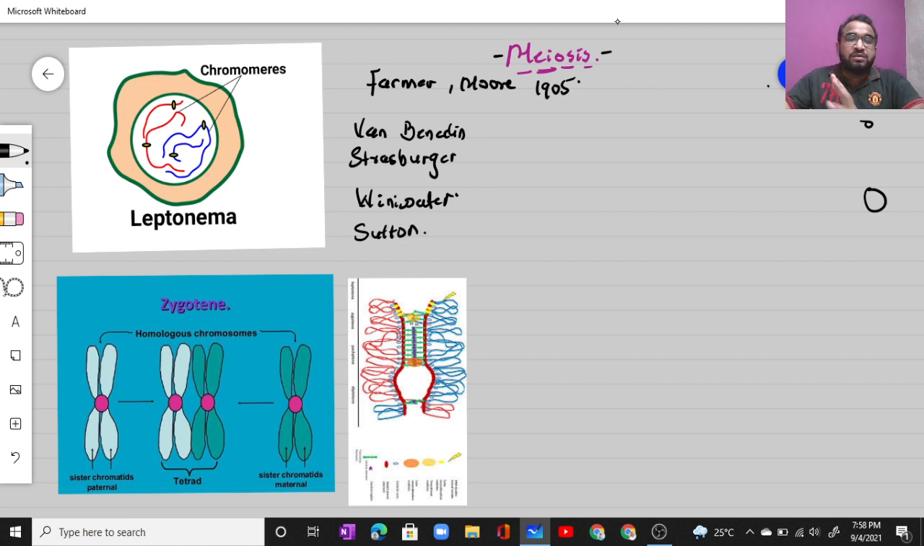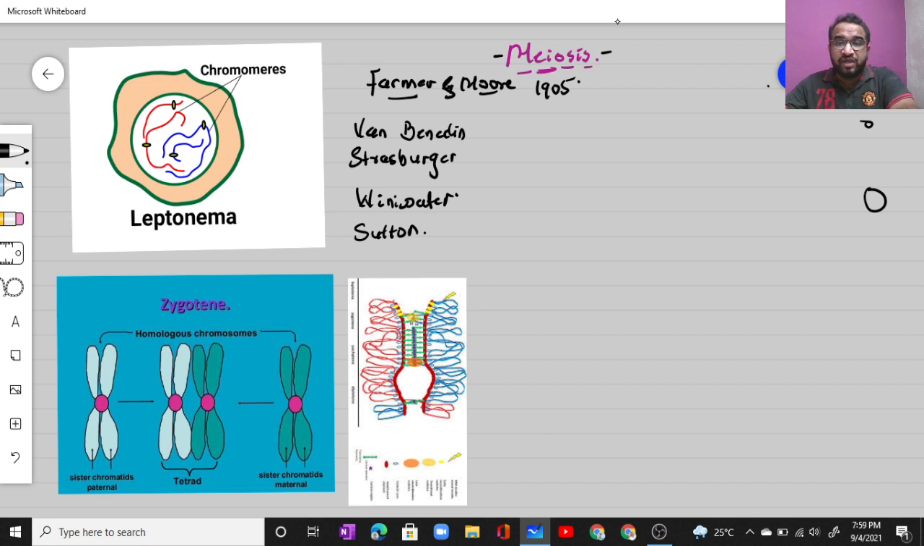So these are the four scientists who studied meiosis, the division of meiosis, and the term meiosis was basically given by Farmer and Moore in the year 1905. Okay, we have already studied interphase during the time of mitosis. We studied that the interphase has G1 phase, S phase, G2 phase.